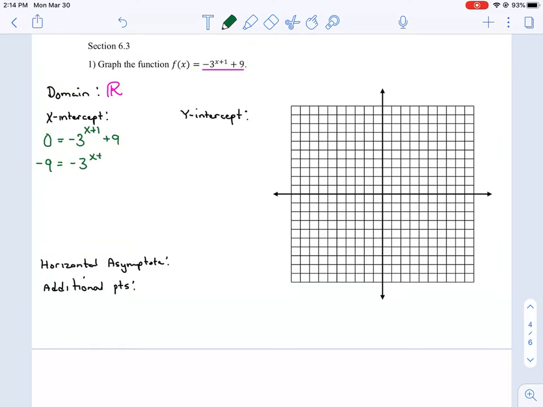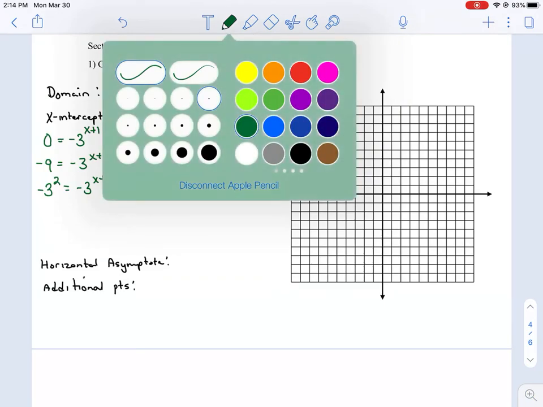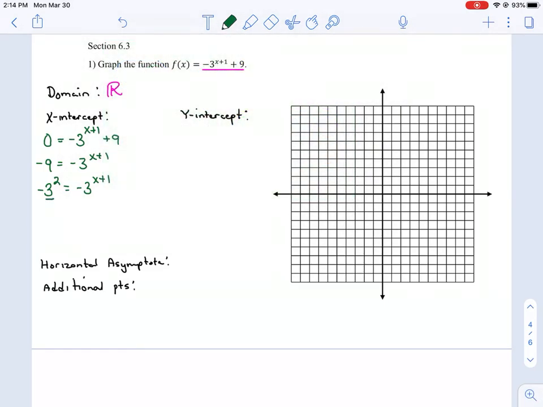Solving for x, we're going to subtract 9 from both sides. Then we're going to write 9 as 3 squared. And since both exponential terms have the same base, we can conclude that 2 has to equal x plus 1, in which case x is 1, so the x-intercept is 1, 0.